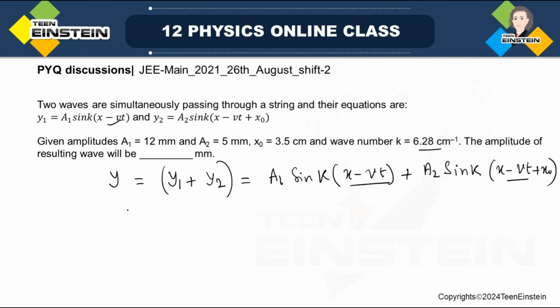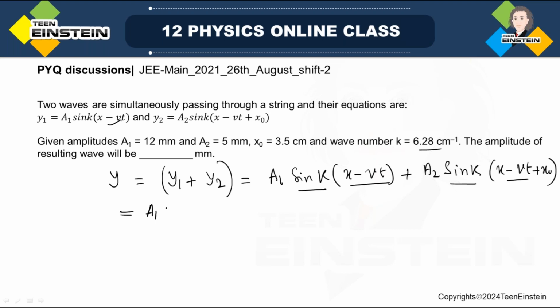So just what we have to do, we have to bring this whole thing in terms of one sine or cosine. If we can do that, then we'll be able to find out what is the actual amplitude. Okay. So let us see, this part is all right. I'm not going to break this.